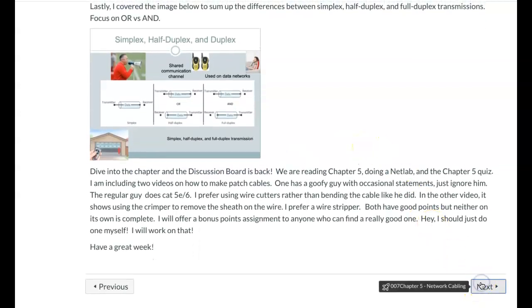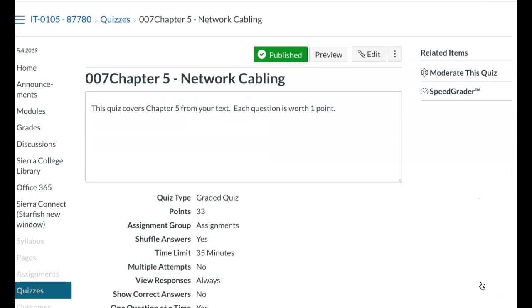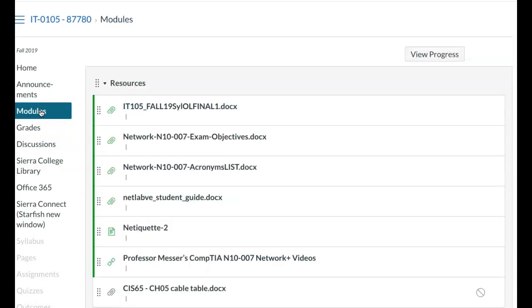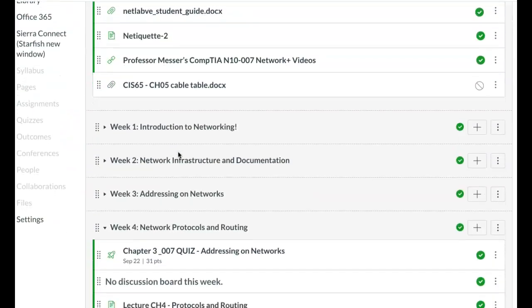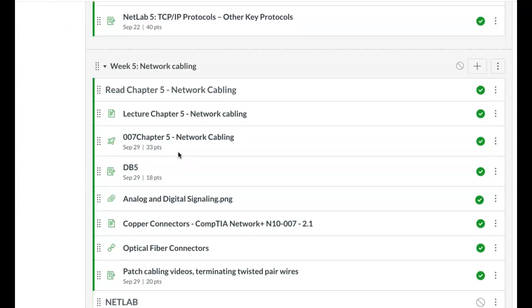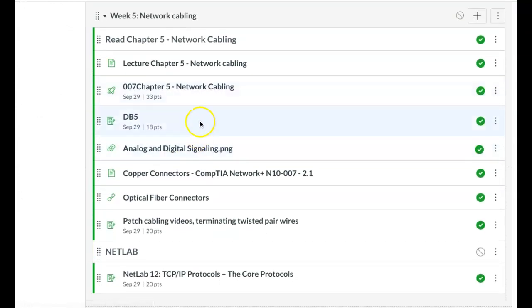Then the next part is the network cabling. I can do this in the modules if you'd like. We're in module 5. Here we go. This is where our quiz is. So for the week, when you're done studying all this stuff, you'll take the network cabling quiz based on this chapter.